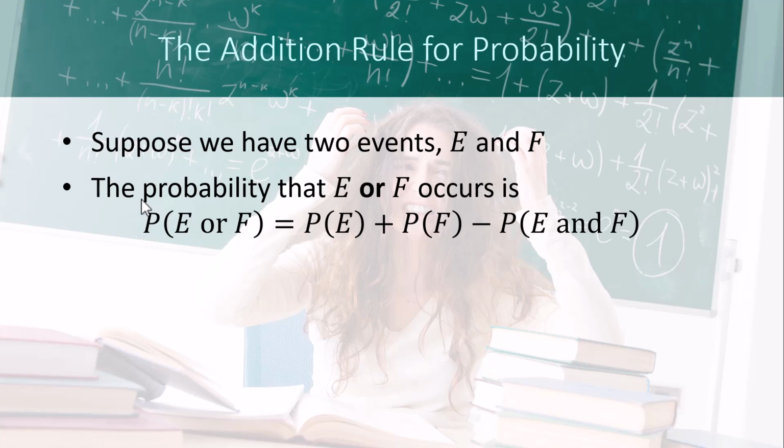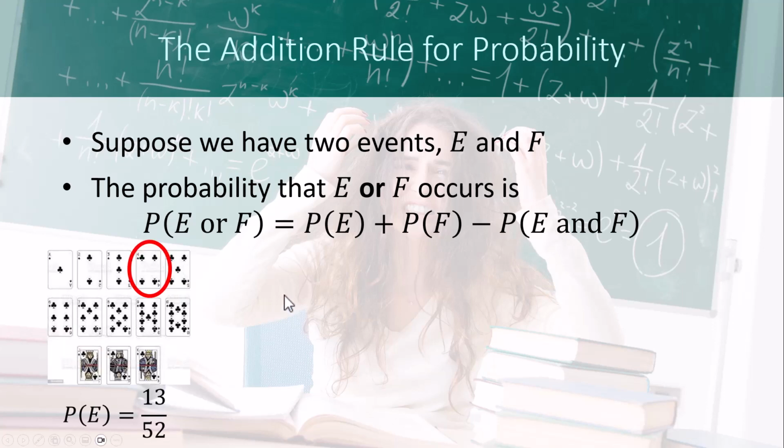The probability that event E or F occurs, in other words, the probability of the union of E and F, is going to be equal to the probability of E plus the probability of F minus the probability of E and F. Now why is this the case? Because if you have elements that are in both E and F, when you compute these, you're double counting. So you need to subtract them out once. Let me show you exactly what I mean.